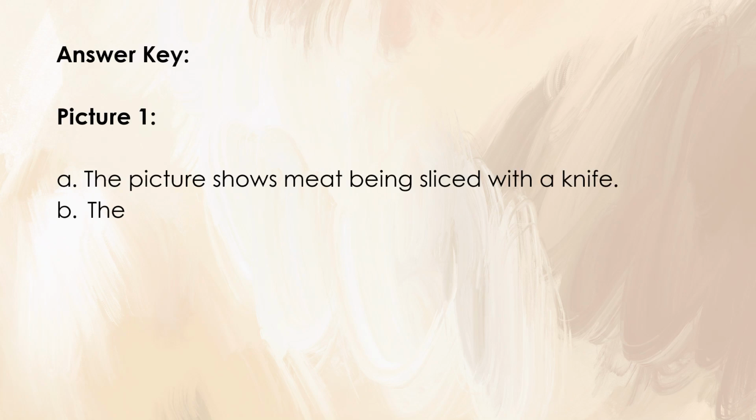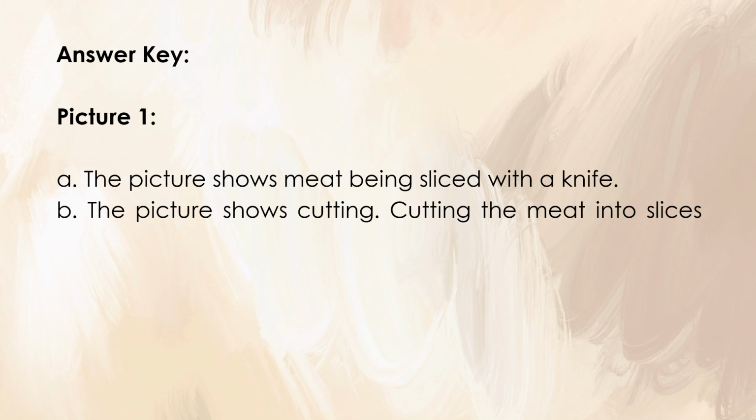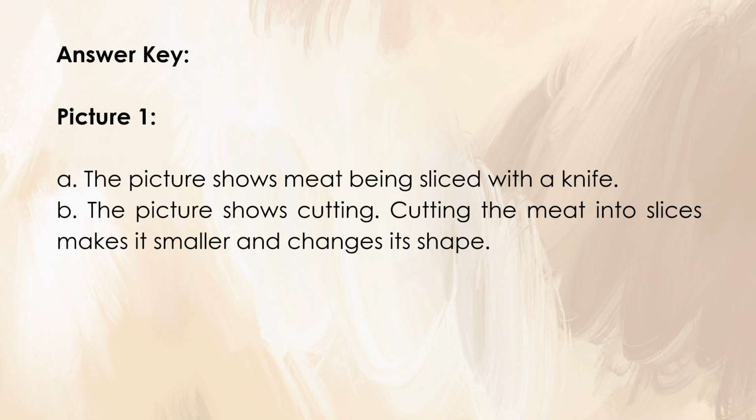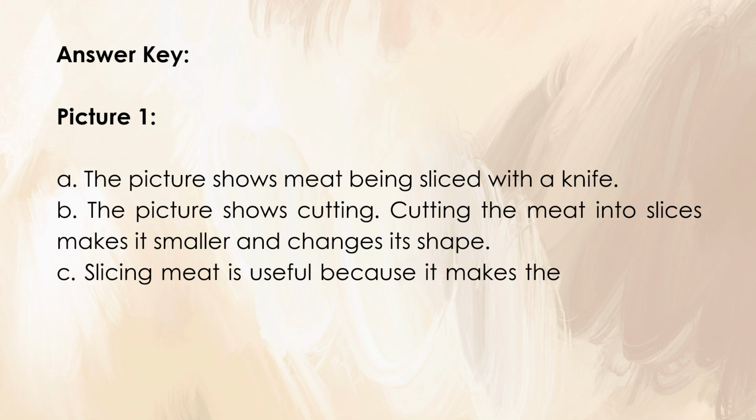Answer key for picture 1. The picture shows meat being sliced with a knife. Cutting the meat into slices makes it smaller and changes its shape. Slicing meat is useful because it makes the meat easier to cook and eat.